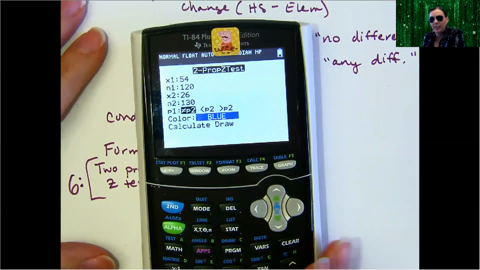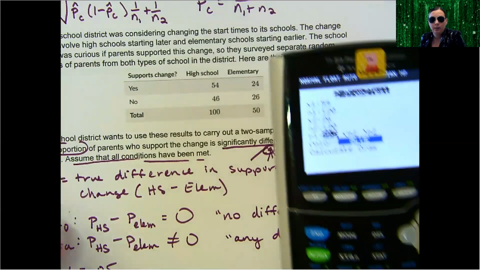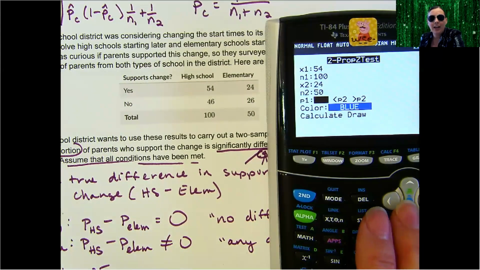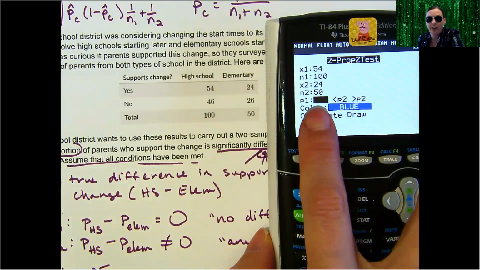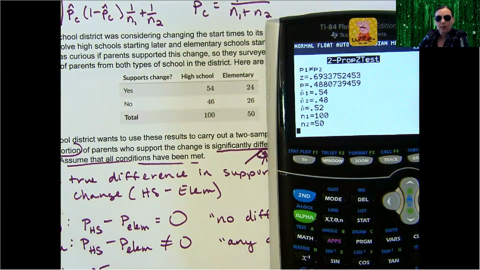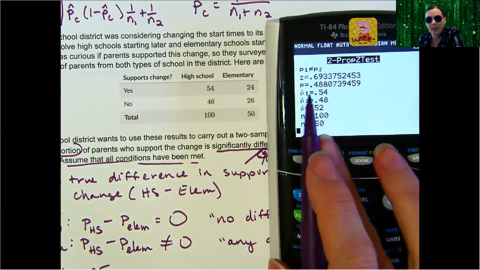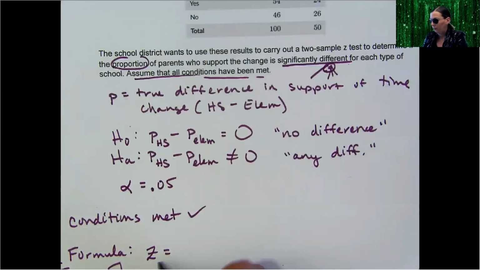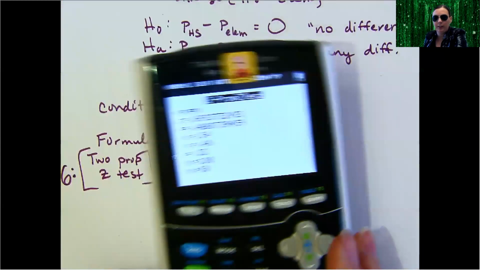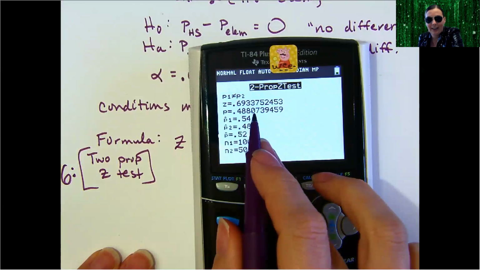Now we can start putting in the details of our test. We have 54 high schoolers out of 100 that support it. Then we have 24 elementary out of 50 that support it. We're looking for any difference at all. So our alternative is the does not equal to option. Calculate. Turns out we have a z-score of 0.6934. We also have, if you look at your screen, a p-value of 0.488.